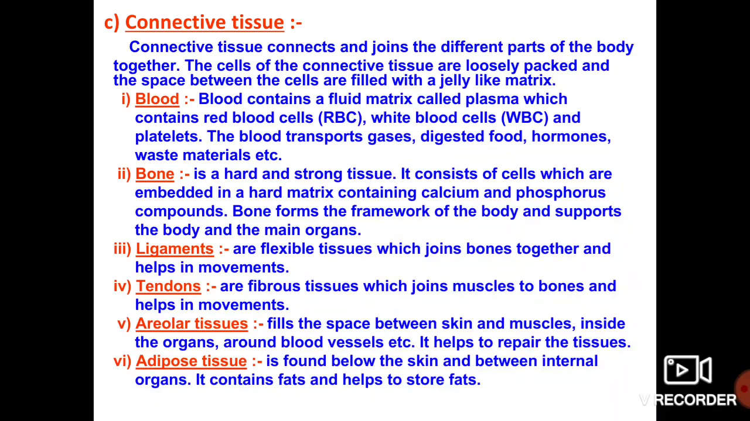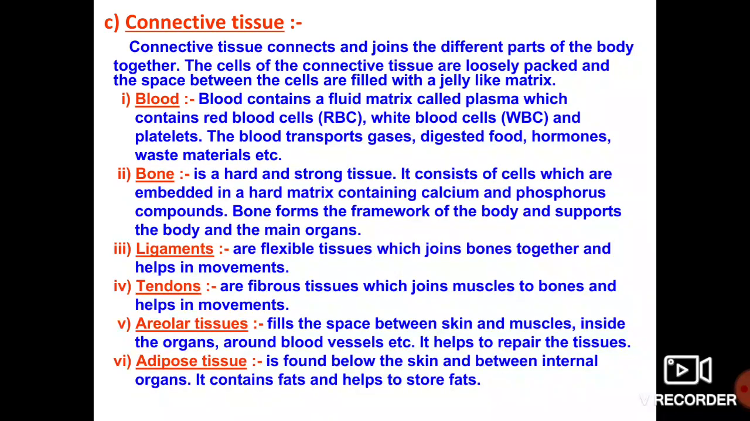Understood, no? And next one, ligaments. What do you mean by ligaments and what do you mean by tendons? This is very important, dear children. These ligaments and tendons are flexible and fibrous tissues which join the bones together and help in movement. Ligament is a flexible tissue. This will be very helpful to join the bones together and help in the movement.